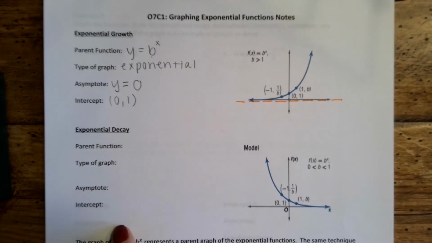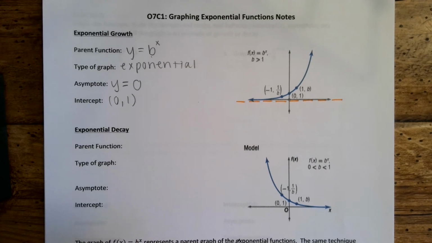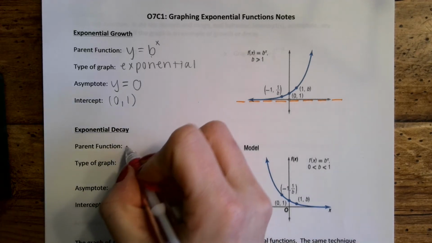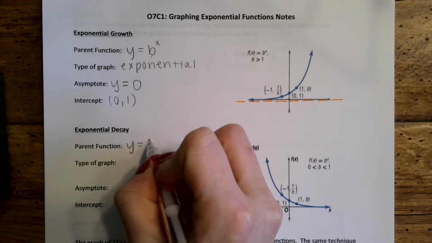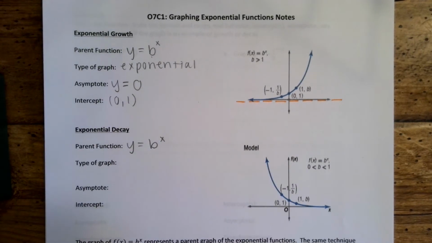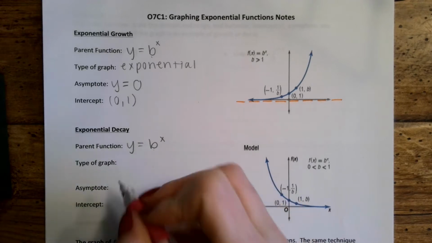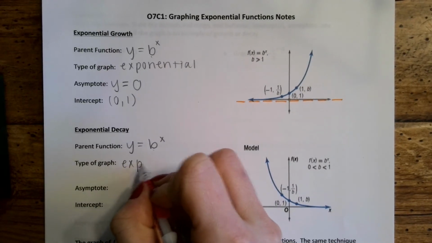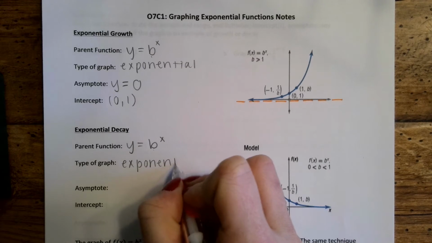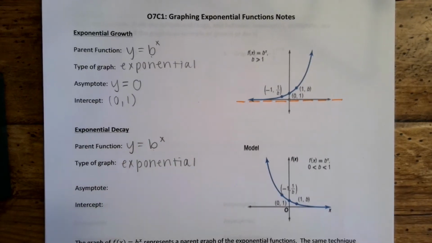What's nice is that exponential decay follows a similar pattern as exponential growth. A big difference you can see in the graph is that things are now moving downwards as they're decaying, so they're not growing, but things are getting smaller. Your parent function for exponential decay is the same as exponential growth, so y equals b with an exponent of x. This is still called an exponential function, so the type is also the same.